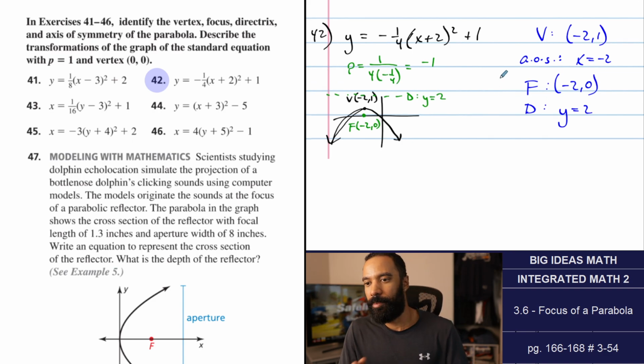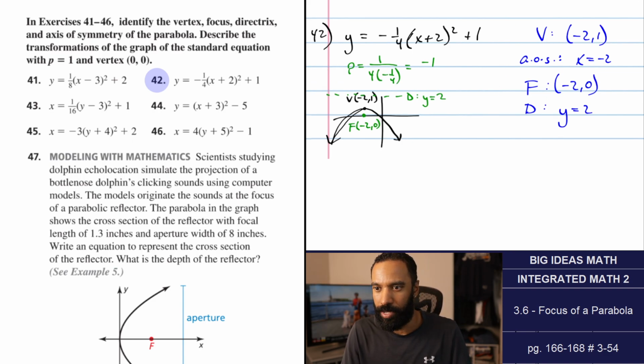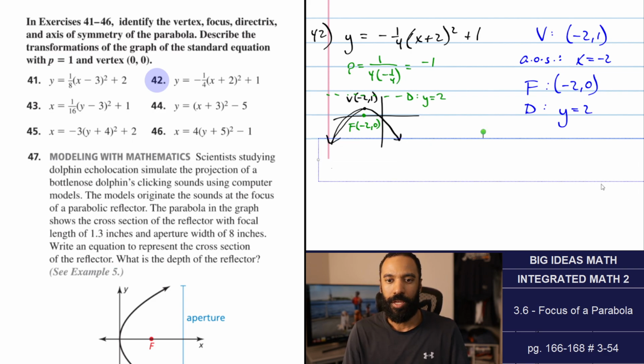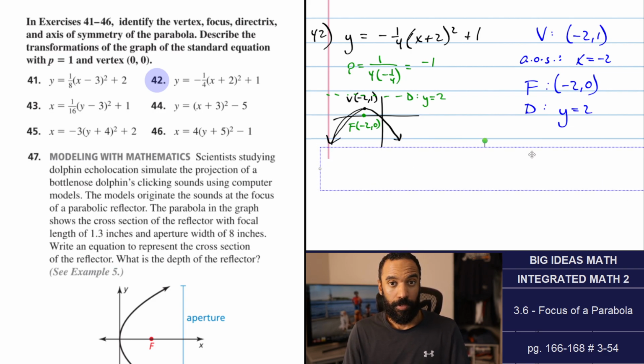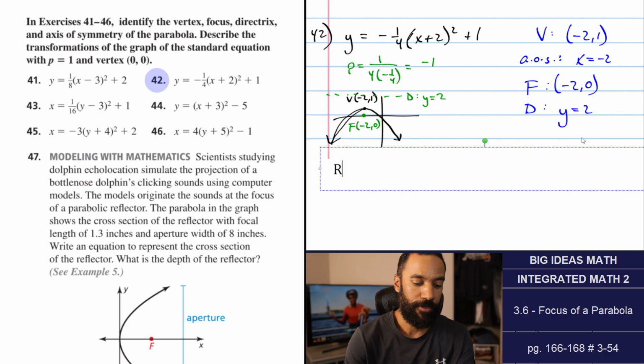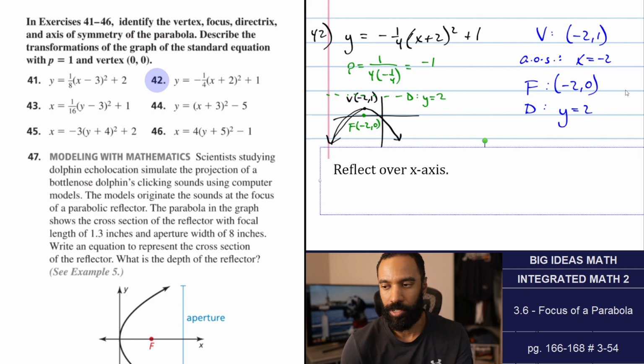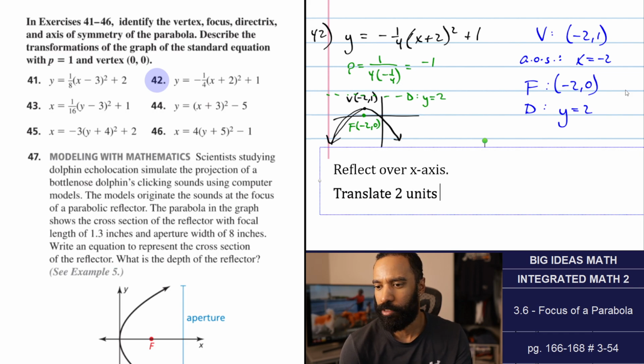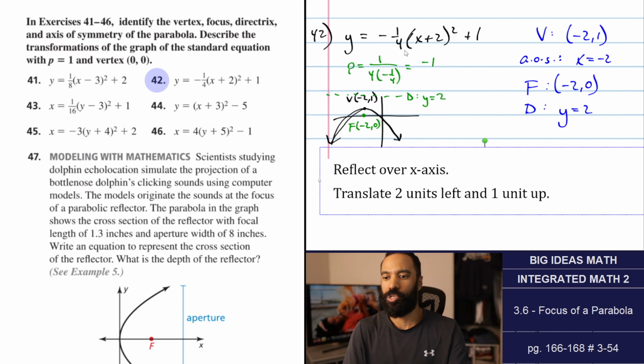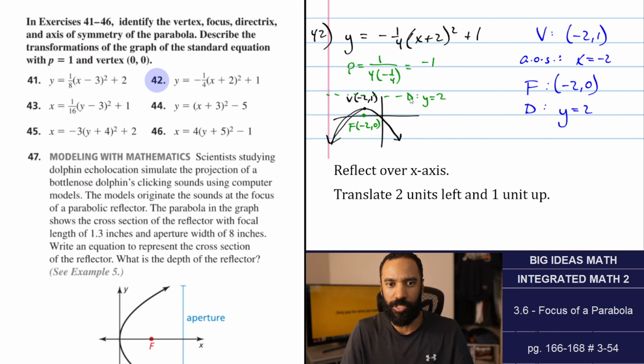Okay, so from there we describe our transformations. Because P is negative 1, A basically changes sign as well from being a 1/4 now to a negative 1/4. So it's not a stretch or anything, but you reflect over the x-axis. Reflect over x-axis whenever it's a y equals equation. We're going to do something for the other way. And we're going to translate 2 units left and 1 unit up for the vertex. Those are the transformations in comparison to there.